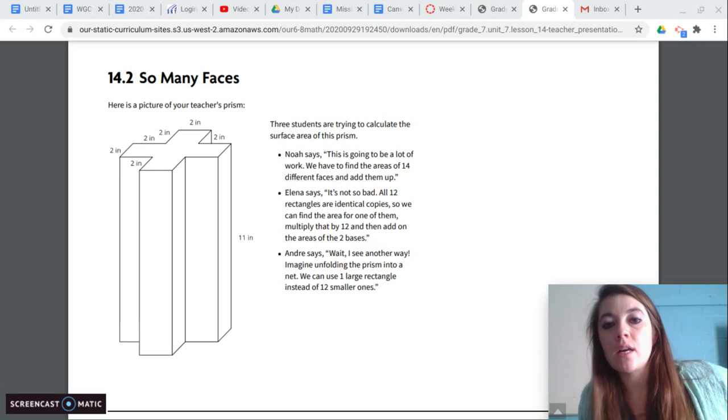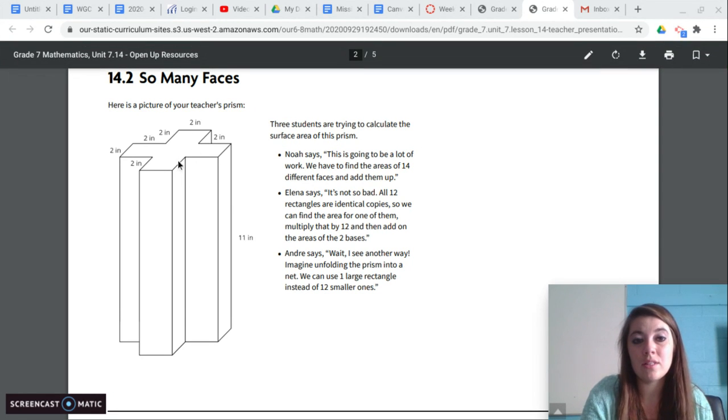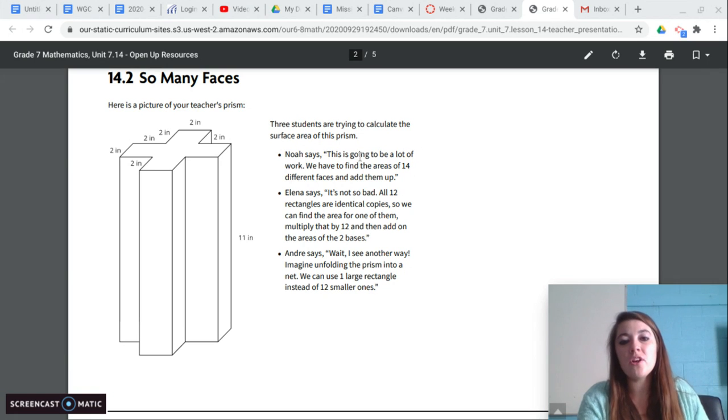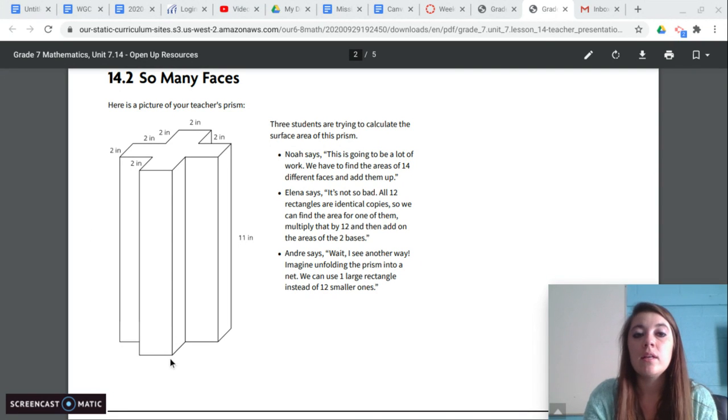Normally when we talk about surface area, we talk about finding the area of all the faces and adding them together. Well, obviously in this case, that's going to be a lot of work. There's a lot of faces on this because obviously we have top and bottom. And then we've got 1, 2, 3, 4, 5, 6, 7, 8, 9, 10, 11, 12. We've got 12 faces, just like he says. And that there's 14 different faces. So we've got 14 different ones. 12 of them are the rectangles. Then we have the top and bottom. So lots to try and calculate in there.